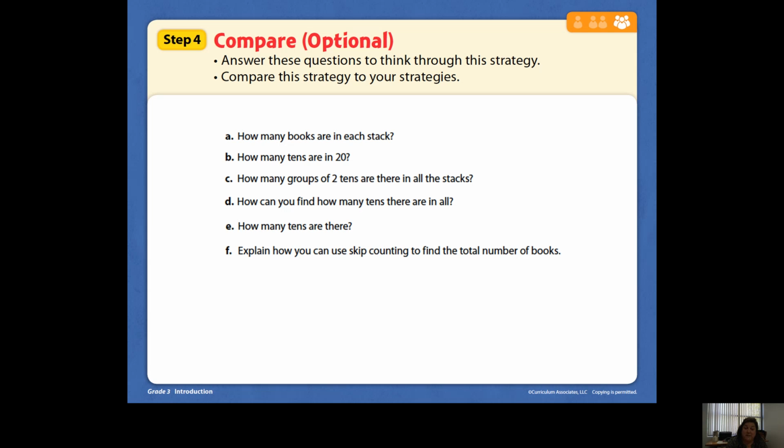How can you find how many 10s there are in all? Well, we kind of discussed this a minute ago. We could divide the books into 10s and count up. Count by 10. We could divide that 20 into 10 plus 10 times 4. There's lots of different ways that we can do that. The next question, how many 10s are there?